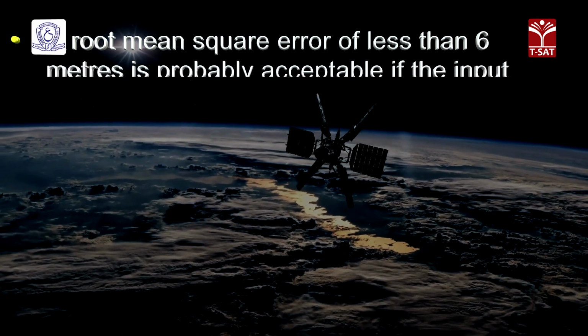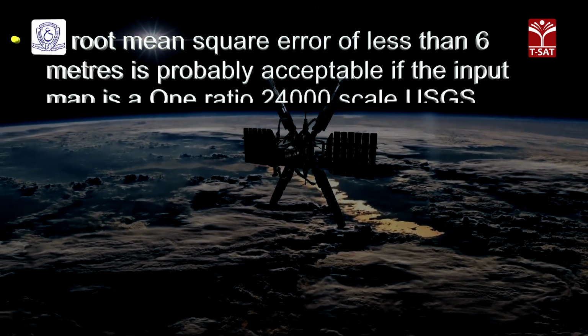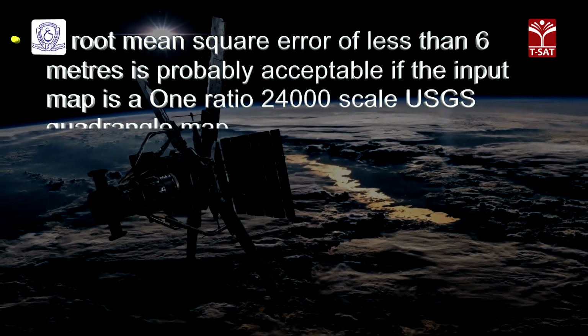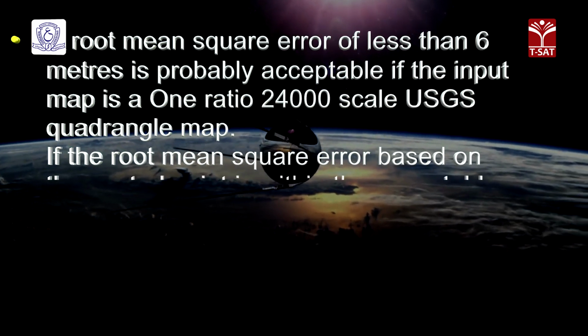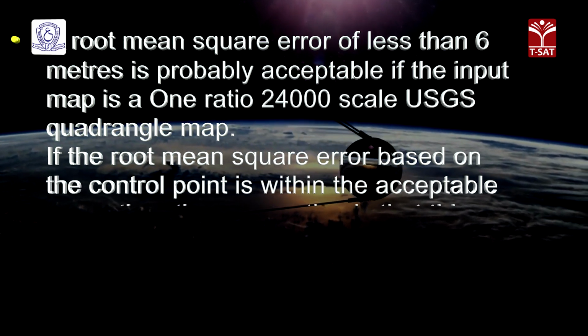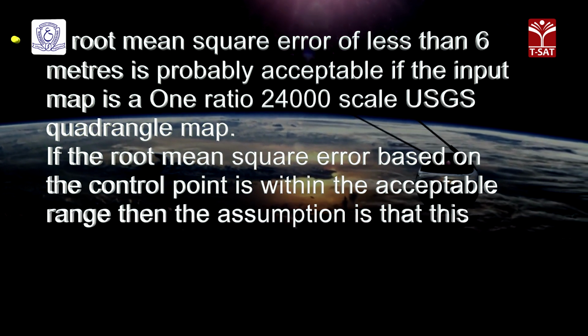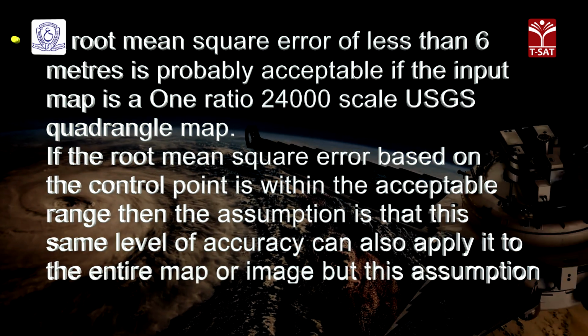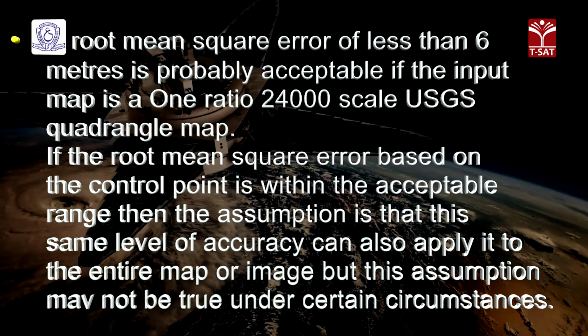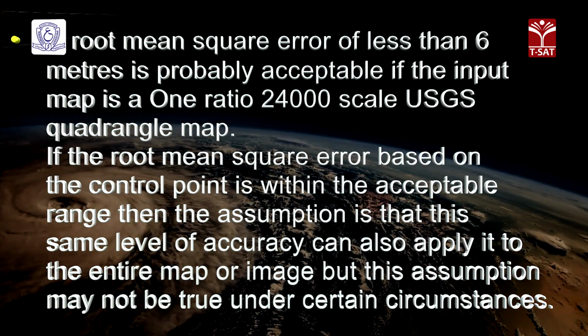The data producer defines the tolerance value, which can vary by the accuracy and the map scale or by the ground resolution of the input data. A root mean square error of less than 6 meters is probably acceptable if the input map is a 1:24,000 scale USGS quadrangle map. If the root mean square error based on control points is within the acceptable range, then the assumption is that this same level of accuracy can also apply to its entire map or image, but this assumption may not be true under certain circumstances.